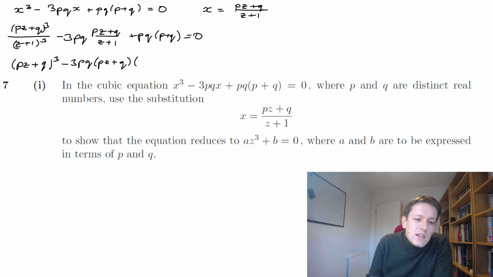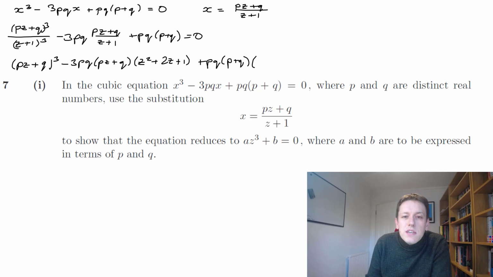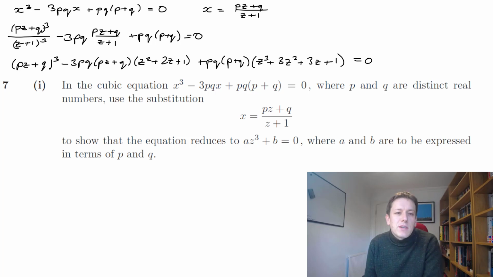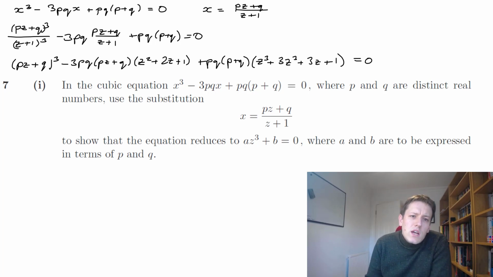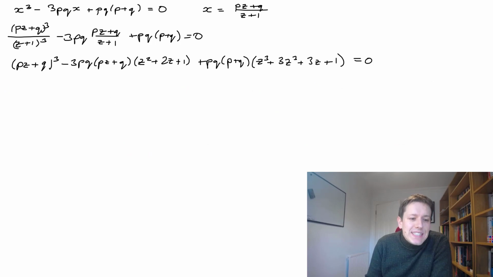which actually let's multiply that out because we're going to need to do that. So let's write that as z squared plus 2z plus 1, and then we're going to have pq times (p + q), and we're going to have (z + 1) cubed here, and again we're going to need to multiply that out, so we get z cubed plus 3z squared plus 3z plus 1, just using a straightforward binomial expansion. So what I need to do now is to write this down in a way that collects together all of the z cubed terms, the z squared terms, etc.